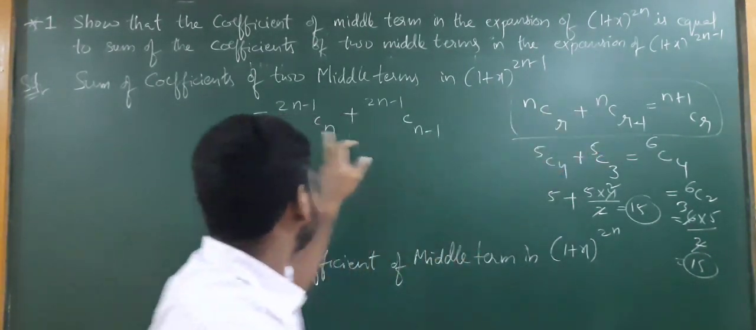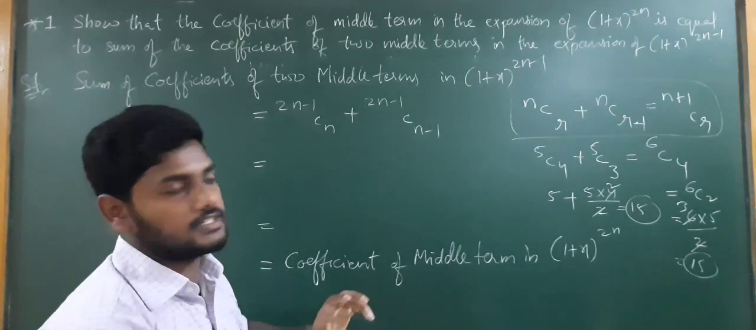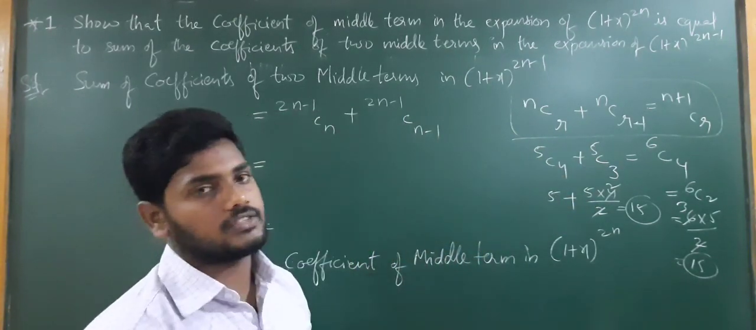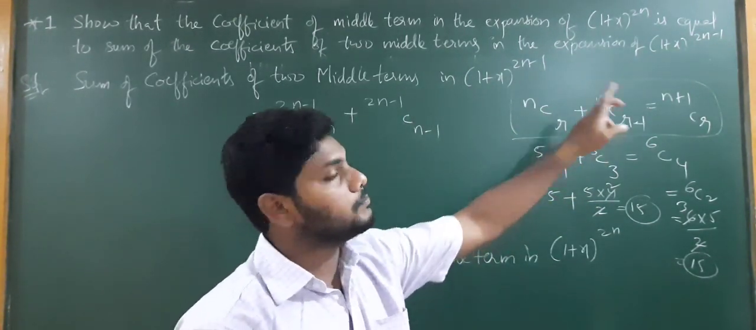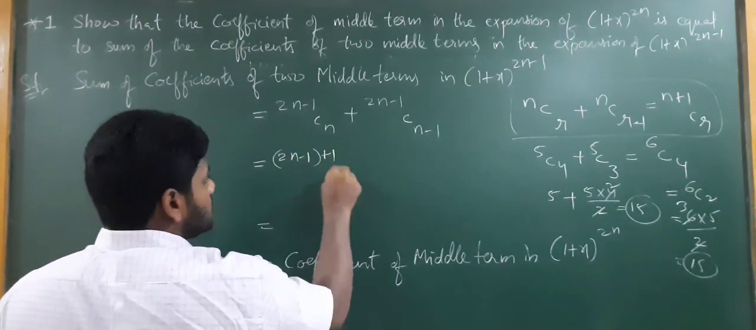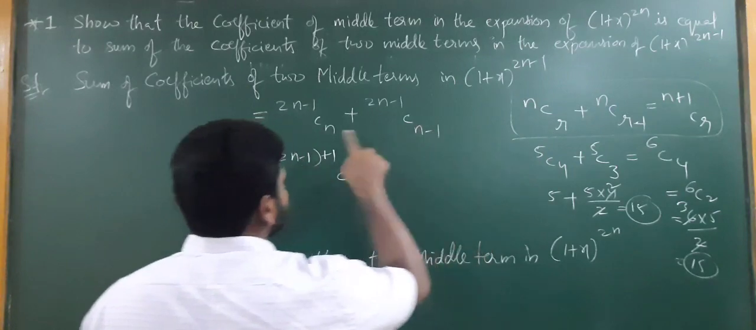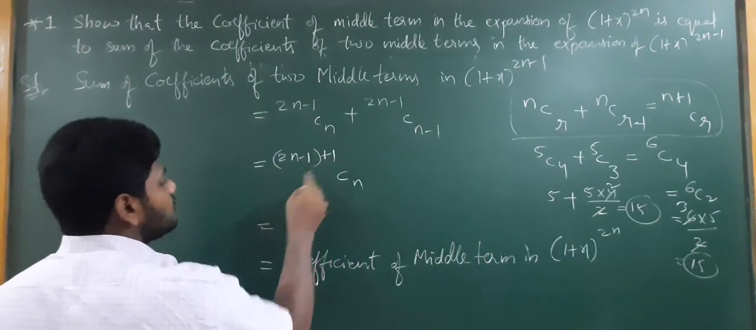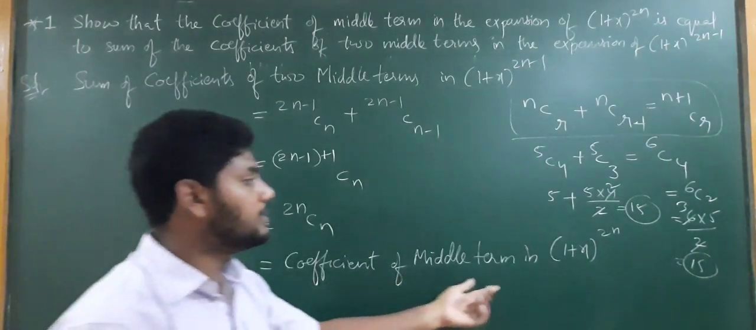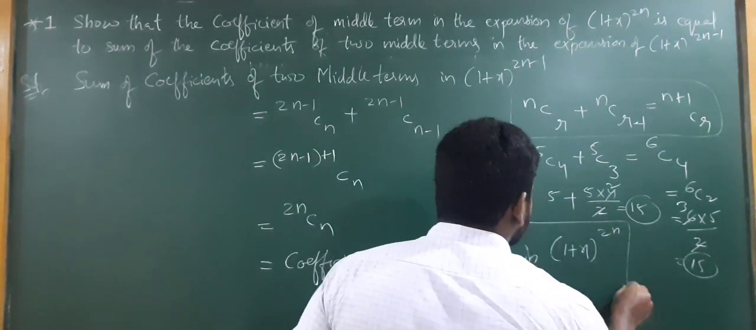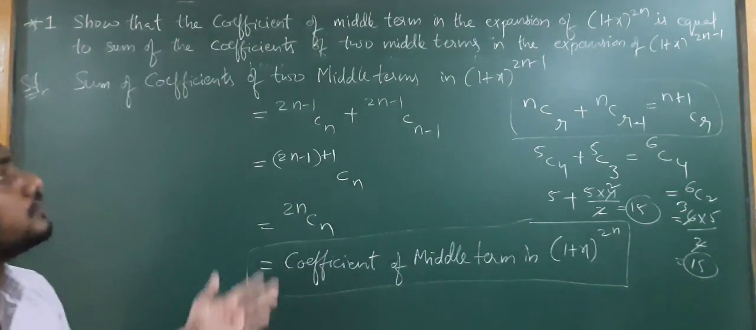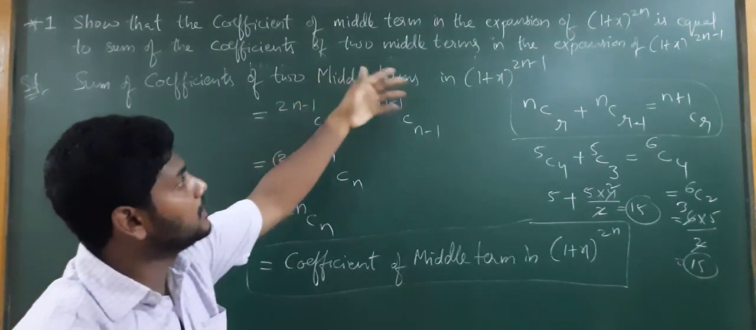Now, why I have written this formula is, this is almost similar to this. Instead of n and n, what we have? 2n minus 1, 2n minus 1. Instead of r, what we have? n. Instead of r minus 1, n minus 1. Now convert into that formula, n plus 1, nothing but 2n minus 1 plus 1 C r. What is r here? r is n. 2n minus 1 plus 1 is nothing but 2n cn, which is nothing but the coefficient of the middle term in the expansion 1 plus x whole to the power of 2n. So this is how we need to prove, by finding the middle terms first.